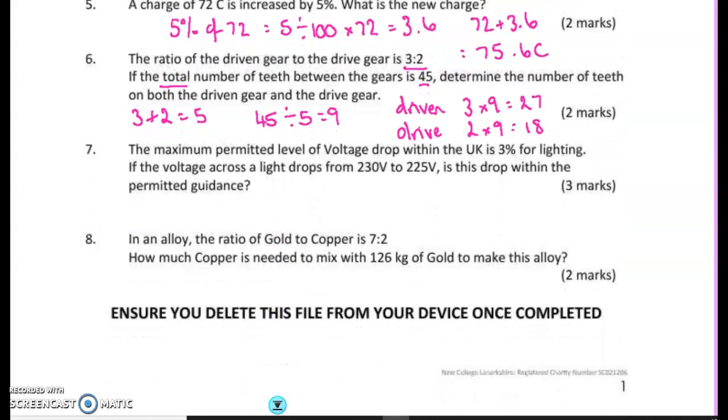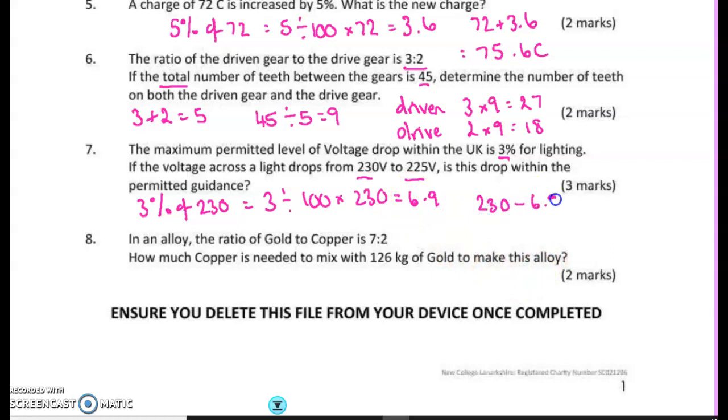Number 7, the maximum permitted level of voltage dropped within the UK is 3% for lighting. If the voltage across a light drops from 230 to 225, is this drop within the permitted guidance? A couple of ways you can do this. You can find out what the percentage drop is, or you can find out what the maximum drop is going to be. I think that's probably the easiest way of doing it, so that's the way I'm going to be doing it. So my maximum drop would be 3% of 230. Percent means out of 100. That comes out at 6.9.